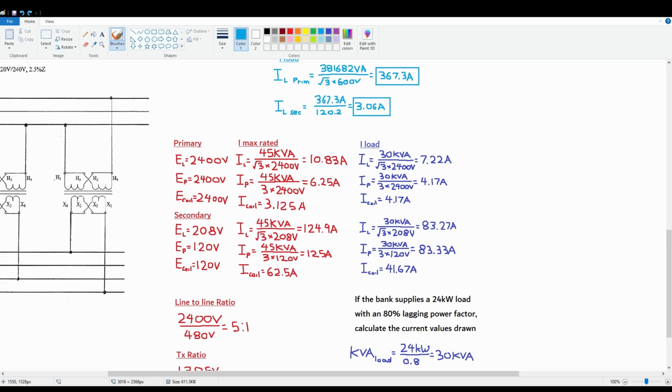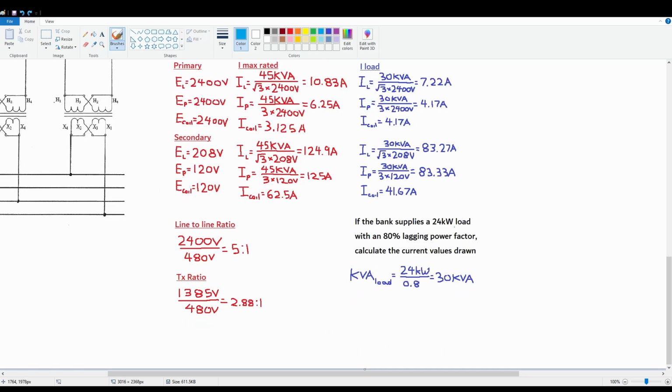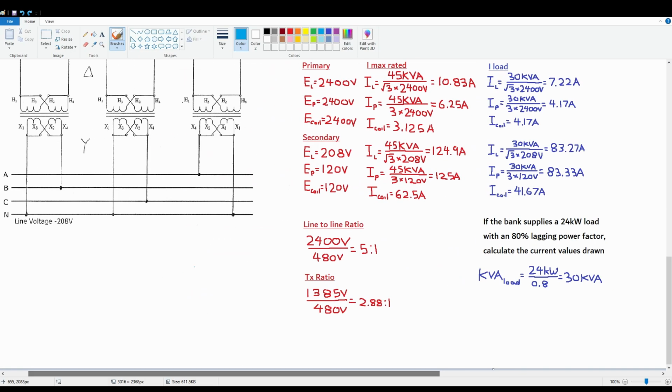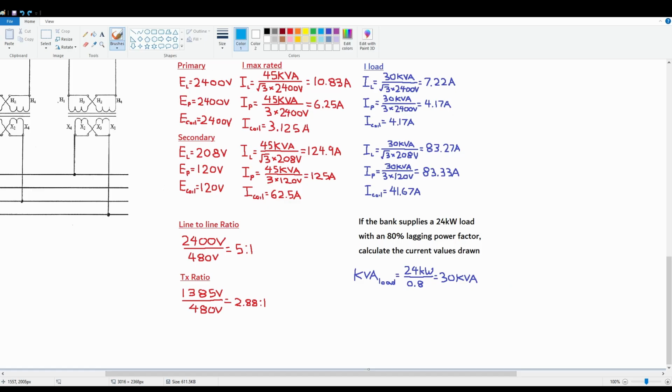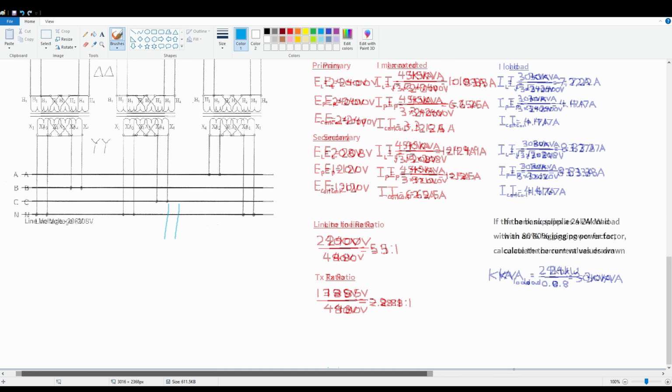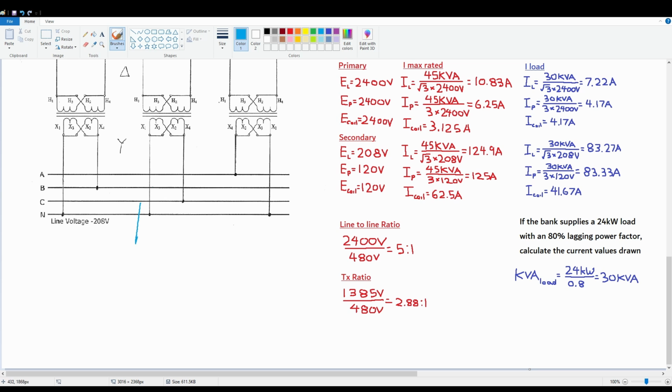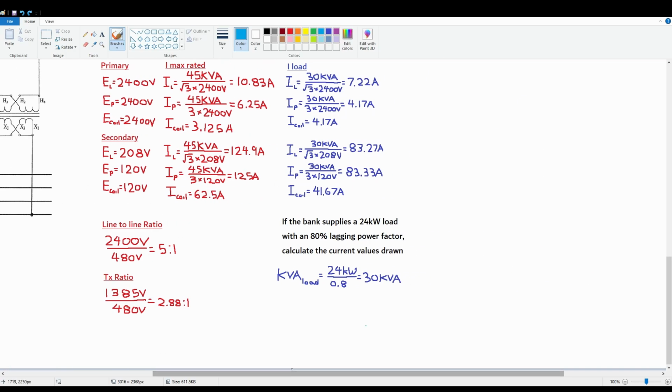Now we can go on to this question right here. It's saying, if this transformer bank supplies a three-phase 24 kilowatt load with 80% lagging power factor, what is the current drawn? So we're looking for what current the transformer would draw if we added this load to it. It would be connected like this, I guess. It doesn't really matter what type of load, it could be a Y or delta load. It'd be connected to that bank.